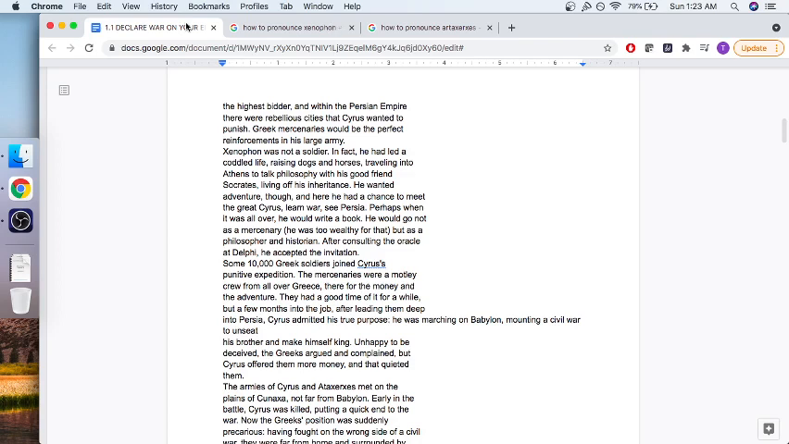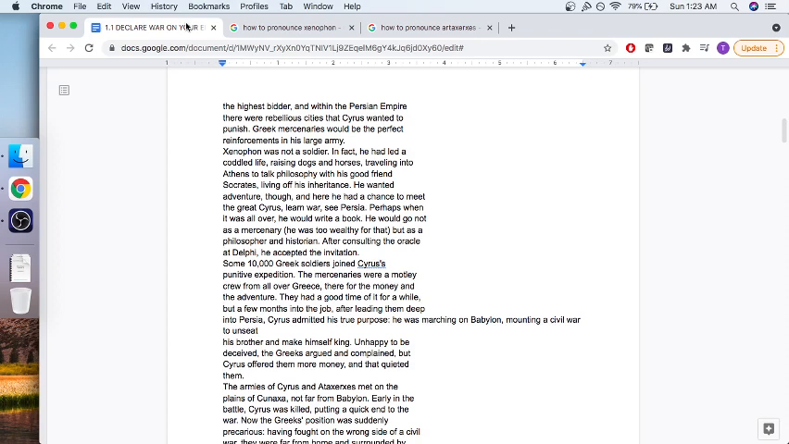Xenophon was not a soldier. In fact, he had led a coddled life, raising dogs and horses, traveling into Athens to talk philosophy with his good friend Socrates, and living off his inheritance. He wanted adventure, though, and here he had a chance to meet the great Cyrus, learn war, and see Persia. Perhaps, when it was all over, he would write a book.